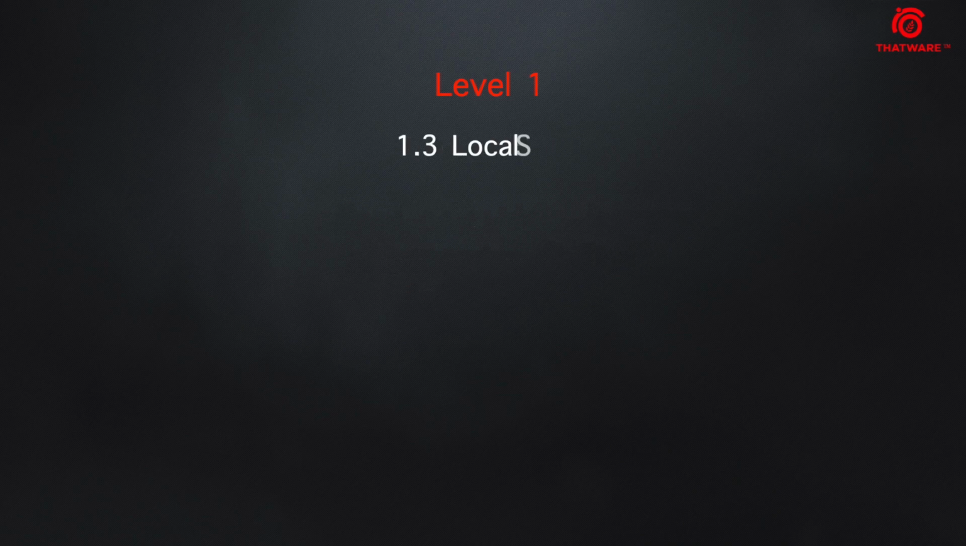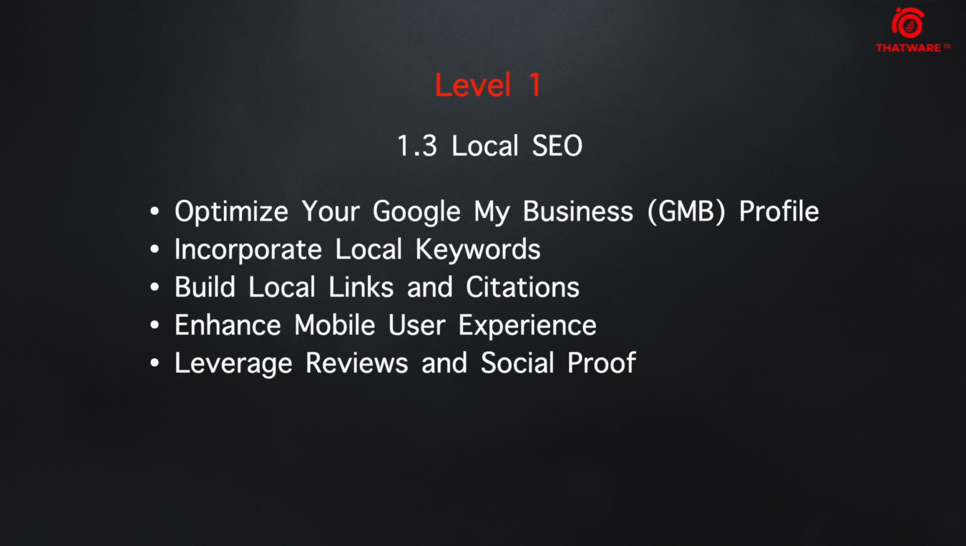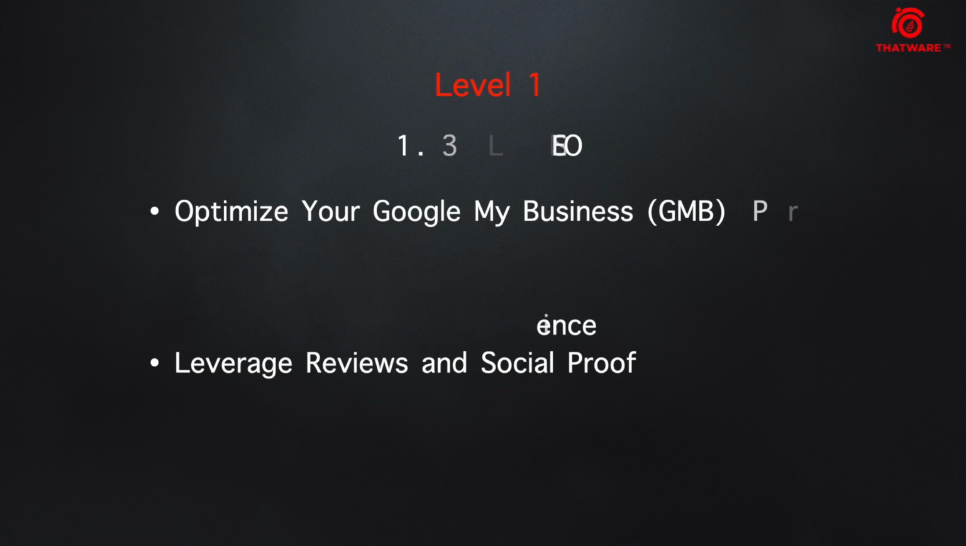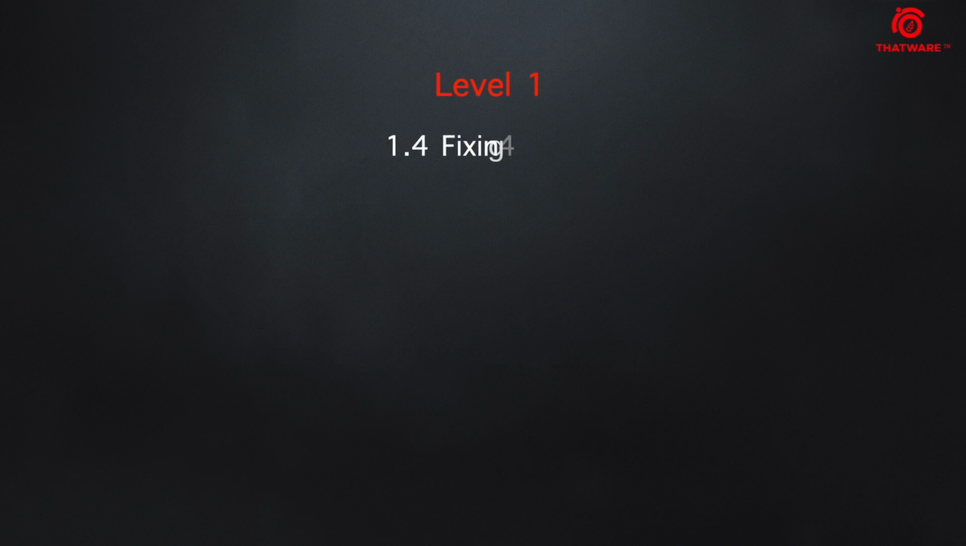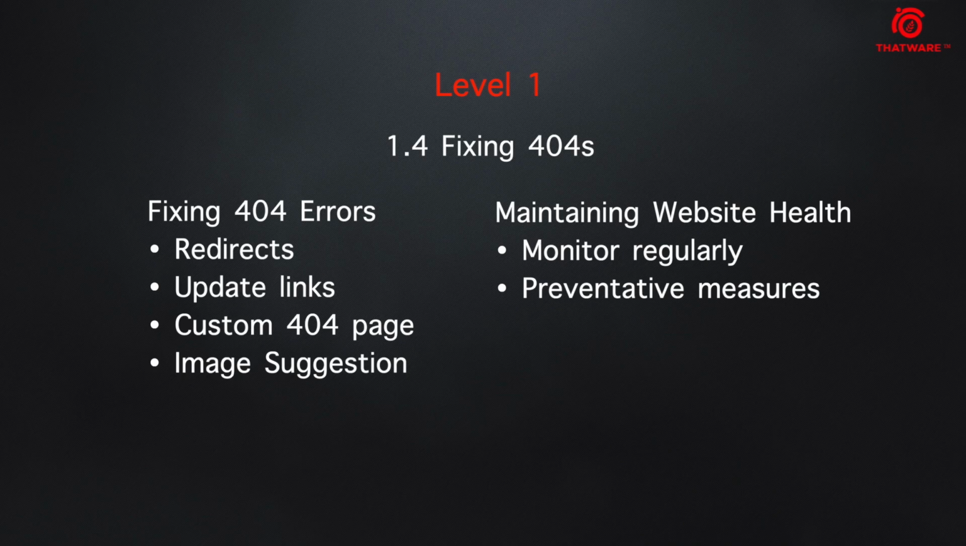Then moving down to the local SEO. Make sure the GMB is properly optimized. Make sure to build local links, local citation. Make sure to put mobile first user experience as a priority and leverage on reviews and social proof. Make sure the site is clean from any kind of error, so fixing on the 404s or even regular audits, and fixing anything that comes across. Important tools such as Screaming Frog Spider or even the Google Search Console would be one of the key areas to tackle.